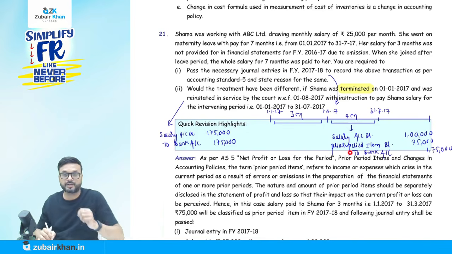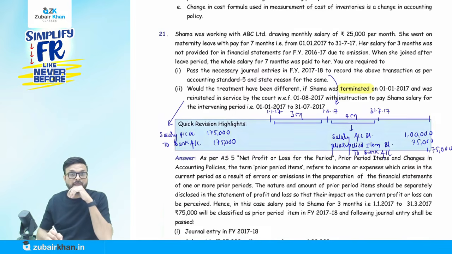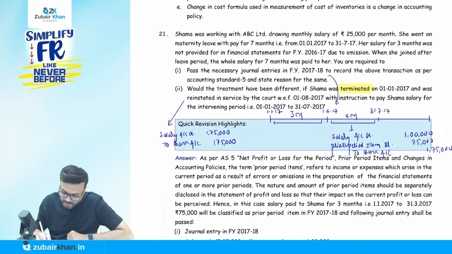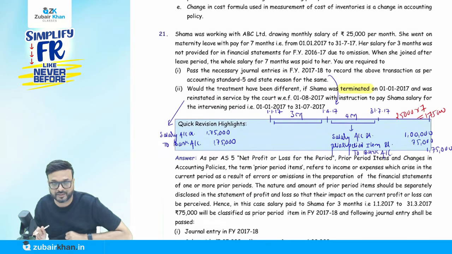Now please understand this point. She went on maternity leave on 1st of January 2017. She was on leave for 7 months, so till 31st of July. The year ends on 31st of March, so we didn't pay her for these 3 months that year. When she joined on 31st of July, we paid her for the 7 months. Her salary was 25,000 per month, so for 7 months that comes to 1,75,000, correct? Yes, 1,75,000.